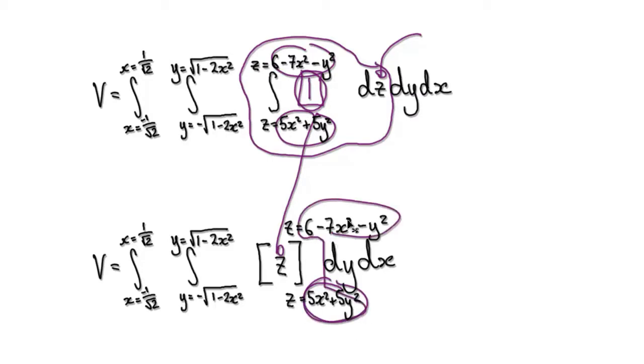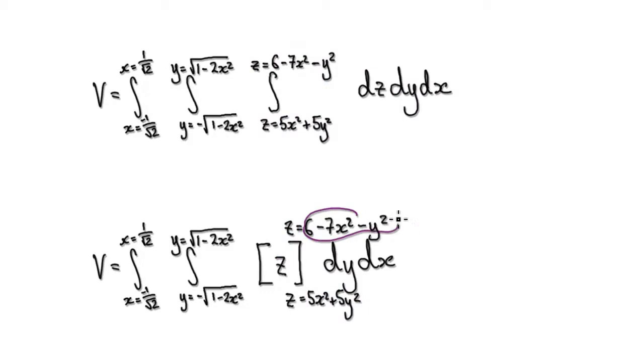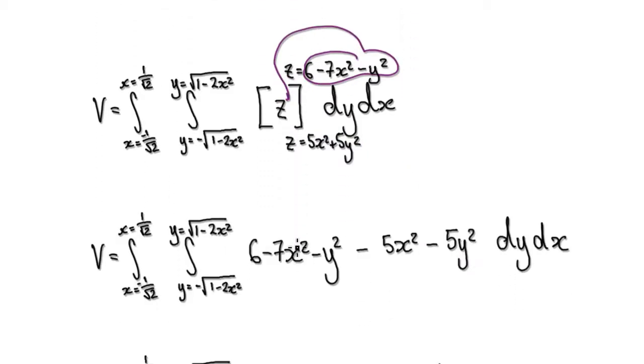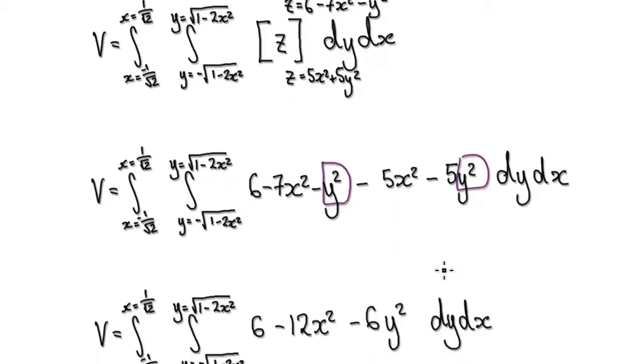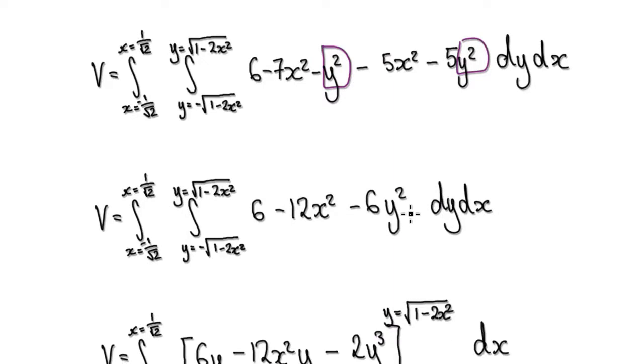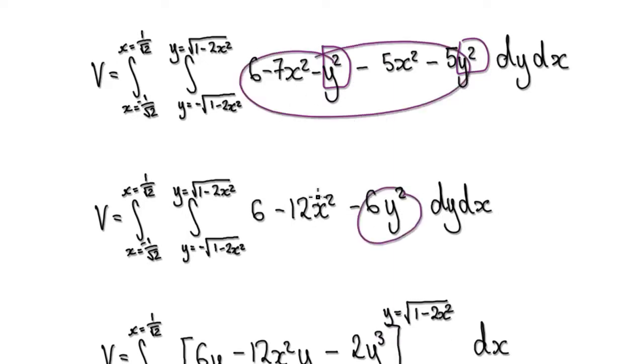So now we need to put this into the z, which will then give us this thing here, and then take away, and then you've got to put this into here. That will then give us this. So now tidy this up. Y squared, 5y squared, so that would be negative 6y squared, and this whole thing here becomes this.